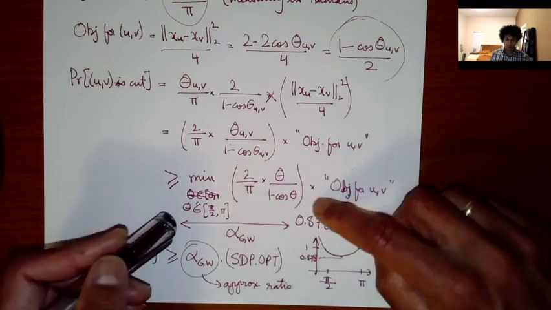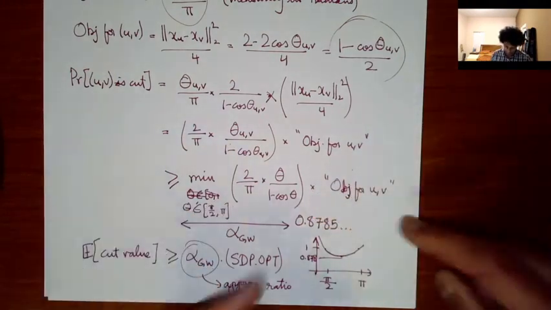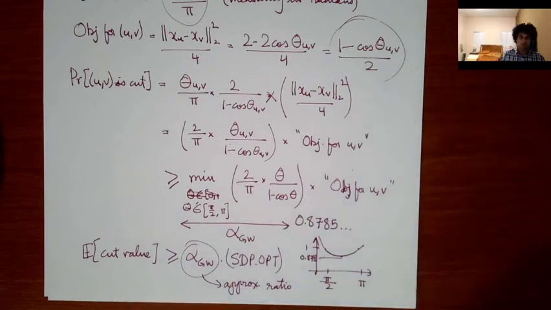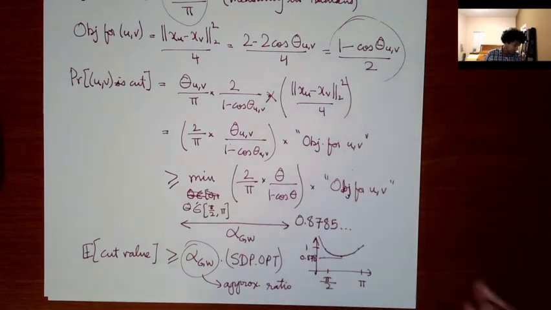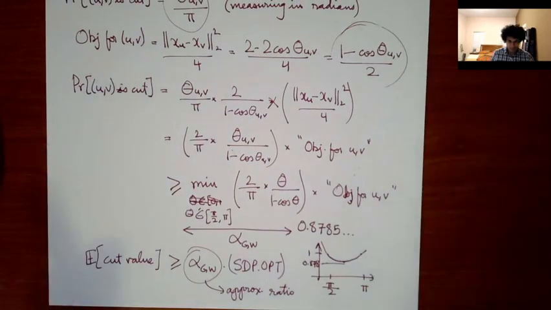So yeah, unfortunately, I wasn't able to show you the plot, but you can essentially compute this numerically and you get this funny value of 0.8785. And so that gives the Goemans-Williamson approximation. So it's a significantly big improvement from a 0.5 approximation, 0.8785. Any questions about this?